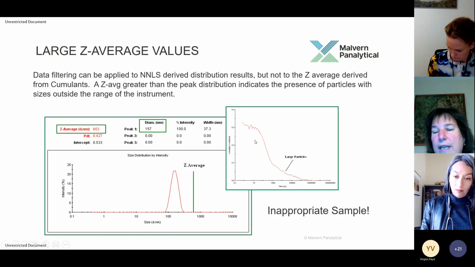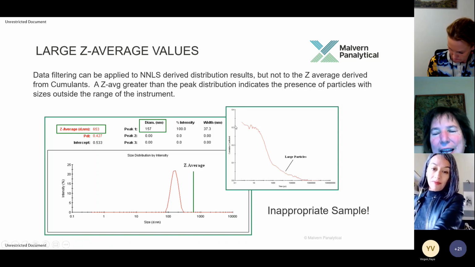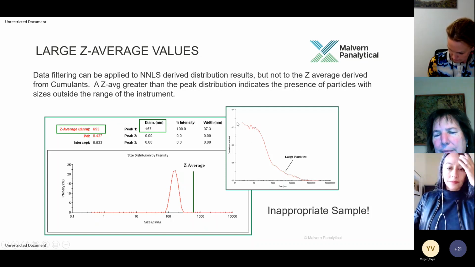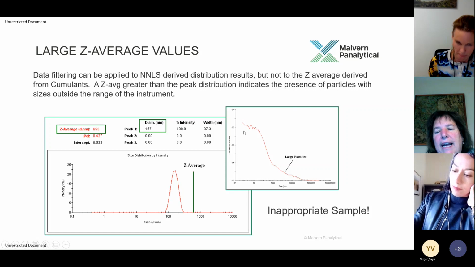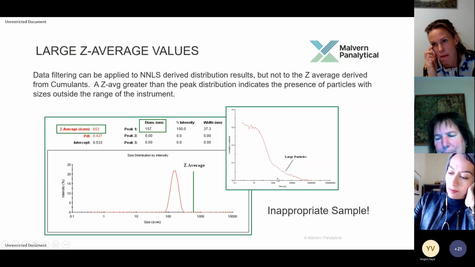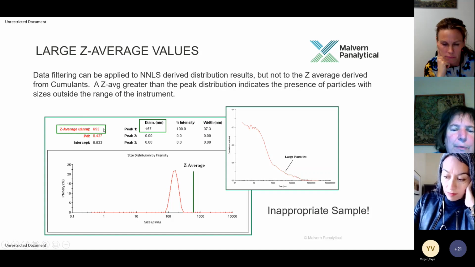Here is a correlation function, like one I was trying to describe a little earlier. Notice how this y-intercept is barely a bit above 0.3. It starts off noisy, it decays, it doesn't come down to baseline, and you have very large particles in it. So what does this data look like? Well, one of the biggest flags is that the Z average, the mean, is shown at 653 nanometers.